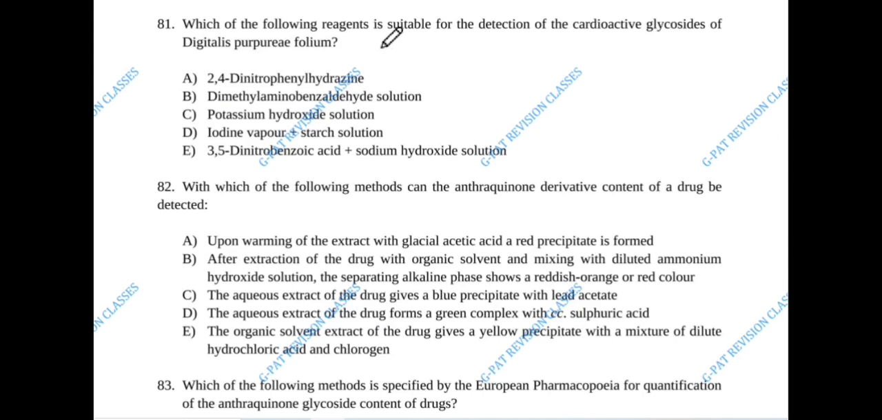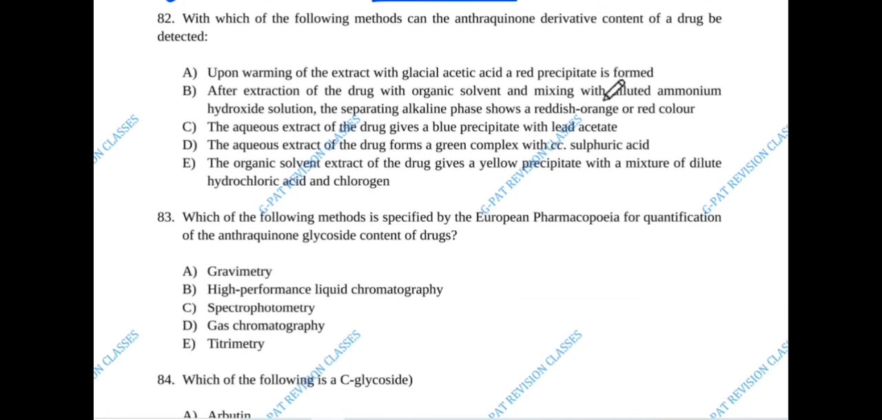Which of the following reagent is suitable for the detection of the cardioactive glycoside of digitalis purpurea? The answer is E. 3,5-dinitrobenzoic acid plus sodium hydroxide solution. The answer is E. Okay. Next is 82 question number.